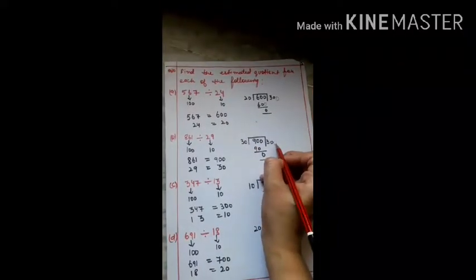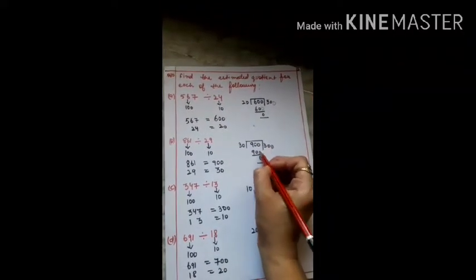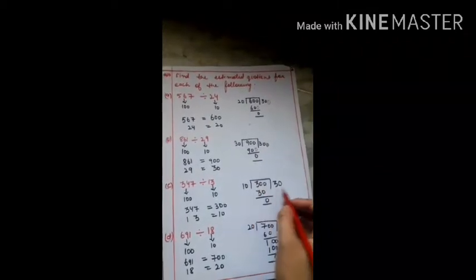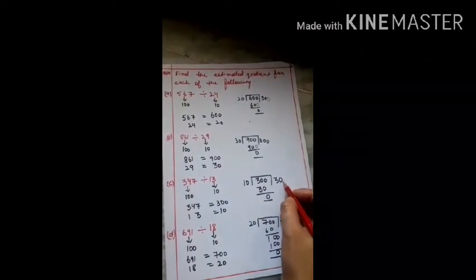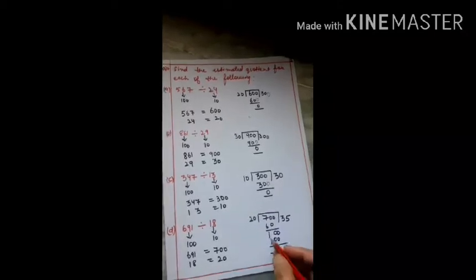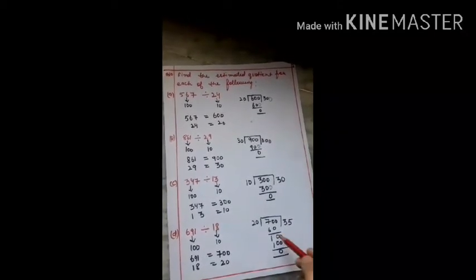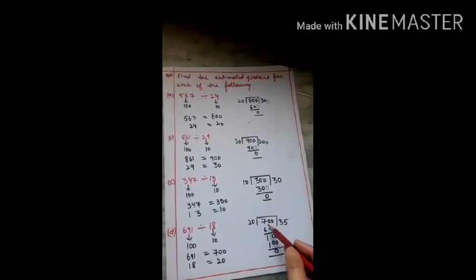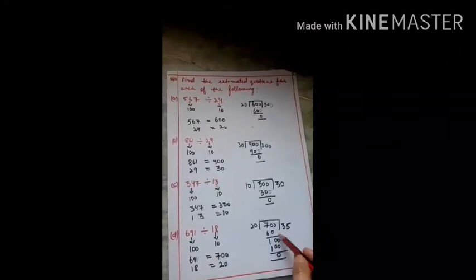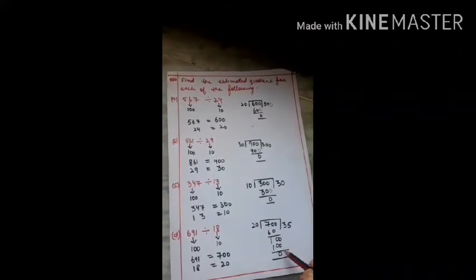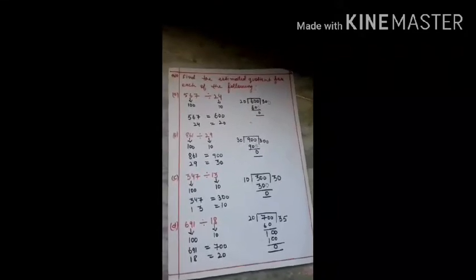30 into 30 is 900. 10 into 30 is 300. 20 into 3 is 60. I'm left with 10 here. Bring the 0 down from here. 20 into 5 is 100. I'm left with quotient 0.